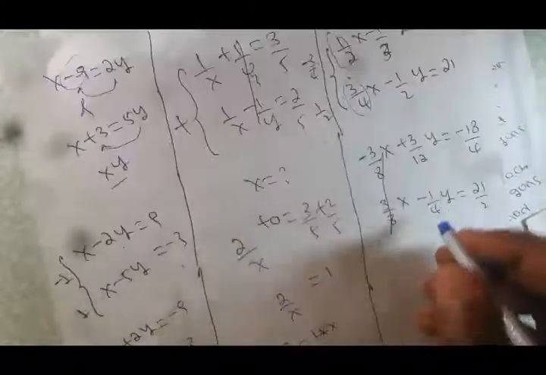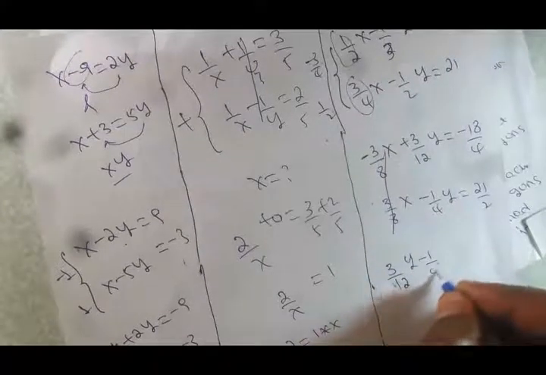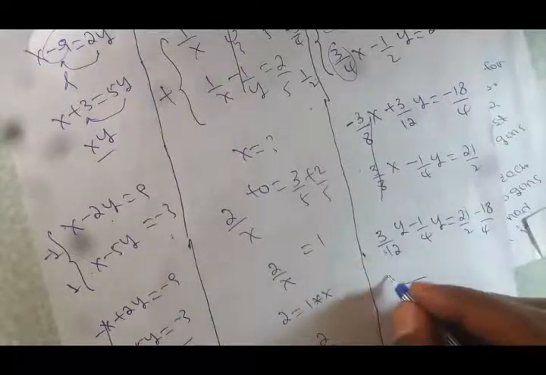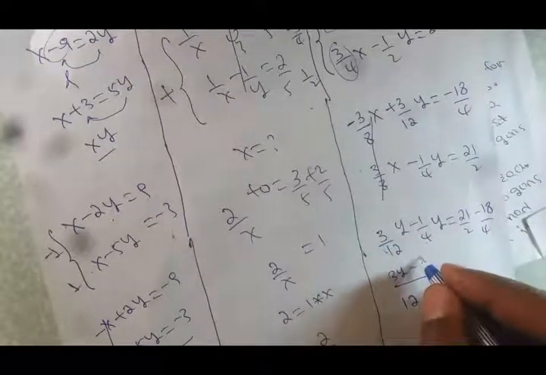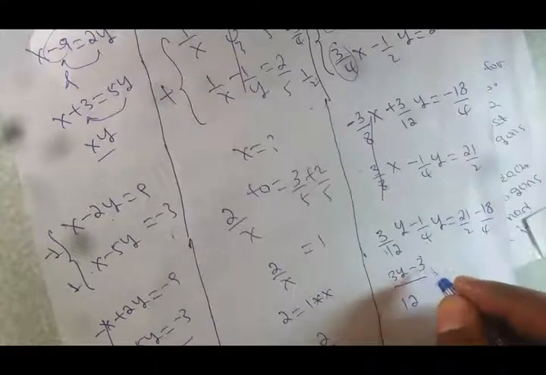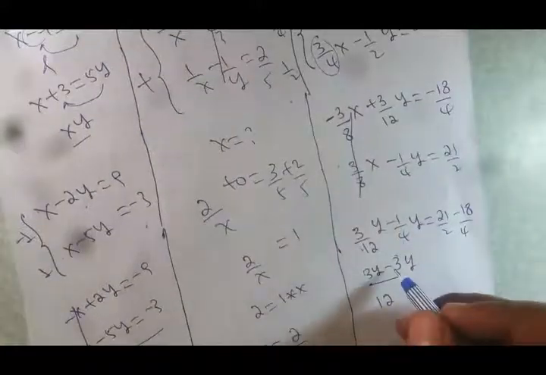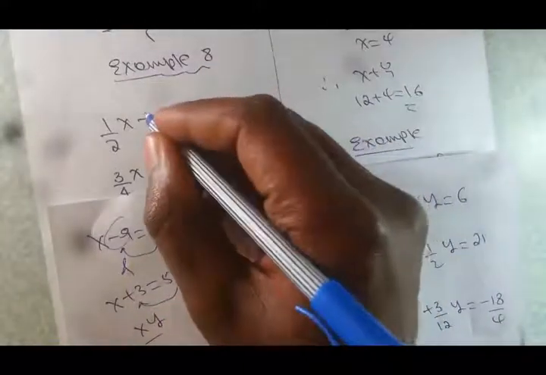Therefore this will be cancelled, and 3 over 12y minus 1 over 4y is equal to 21 over 2 minus 18 over 4. So when we take 12 as the common denominator, we get 3y minus 3y. This is equal to 0. We made some mistake. Let's see. No, let's make this positive.